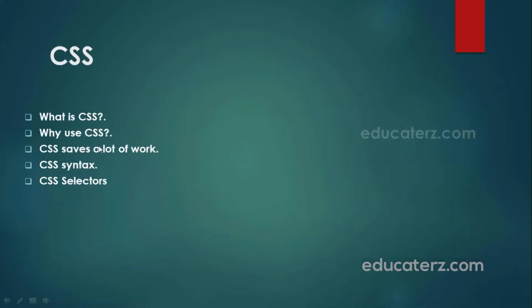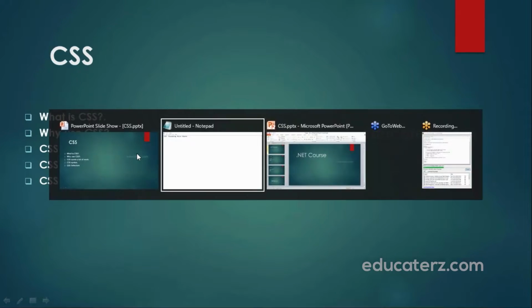Why use CSS? CSS is used to define styles for our web pages, including the design, layout, and variations in display for different devices and screen sizes, like if you are using a mobile, a laptop, or a desktop computer, whatever it is. So CSS saves a lot of work. What is CSS and why use CSS? CSS saves a lot of work.